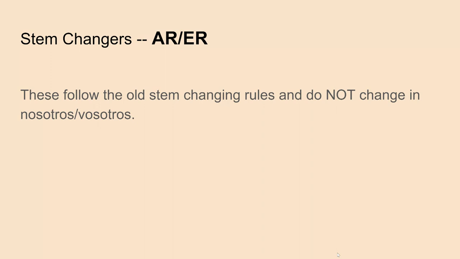If you have an AR or ER verb that is usually a stem changer, these are easy. You get to follow the old stem changing rules, and you do not stem change in nosotros or vosotros. You saw this earlier with jugar and almorzar, right? Those were two examples of AR verbs that you already had.